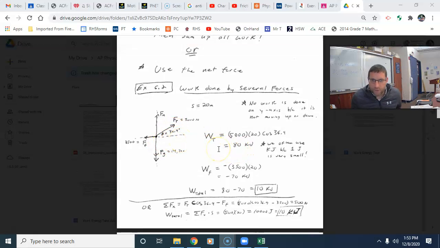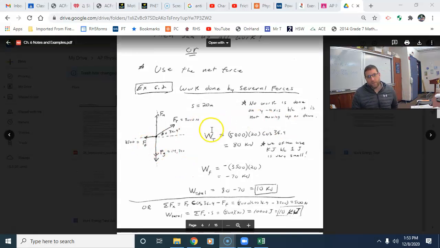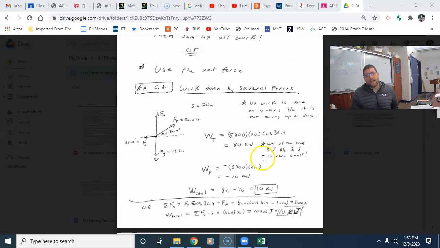So the tractor is doing positive work because its horizontal component, isolated by cosine of 36.9, is in the same direction as the displacement, 20 meters along the horizontal. And it's 80,000 joules, but like I said earlier, if it's big numbers, we might put it in kilojoules. You only have to if asked. Okay, so 80 kilojoules. Now, there's another force on the same axis as the displacement, that's friction. But friction is completely opposite of it, which means it's going to do negative work.